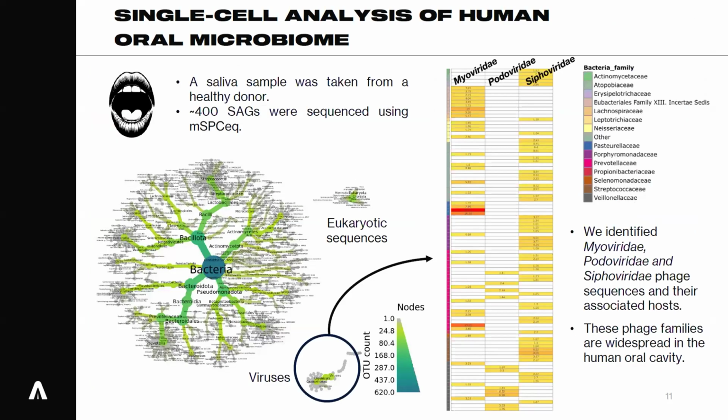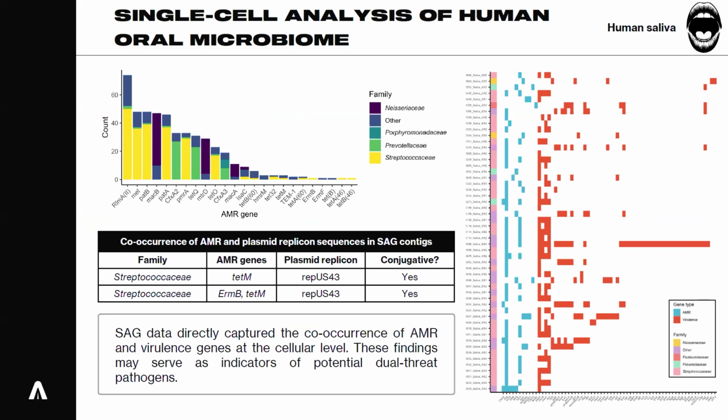An even more striking example of this host MGE association was demonstrated in a separate study where we sequenced single amplified genomes from a human oral microbiome sample. In this case, first of all, we found a lot of viral sequences, and in the single cell dataset, we were able to trace them back to their hosts. And interestingly, a subset of single amplified genomes contained both antimicrobial resistance and virulence genes, as well as plasmid sequences. And some of those genes were on plasmid sequences, meaning that these findings may serve as indicators of potential clinically relevant dual threat pathogens. So taken together, these pilot studies highlight how high throughput single cell sequencing enables functional and taxonomic resolution.